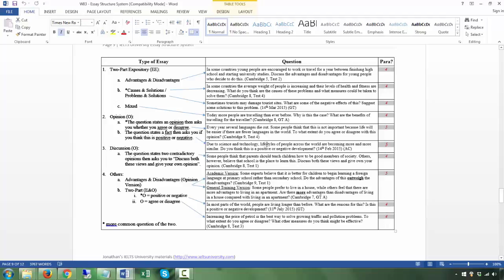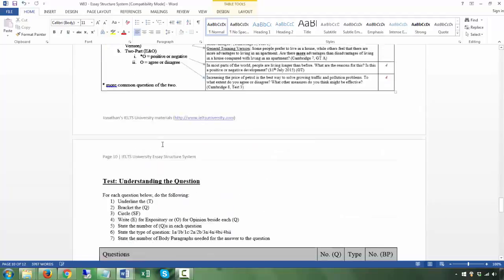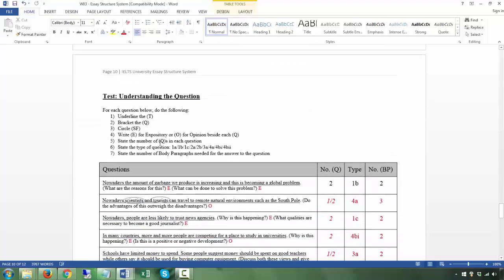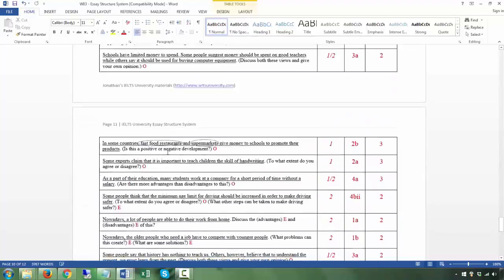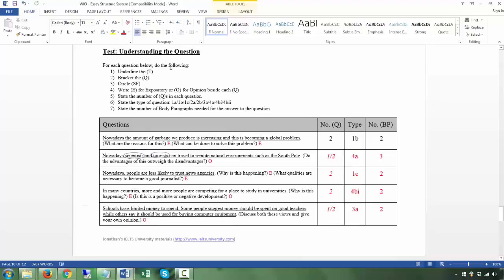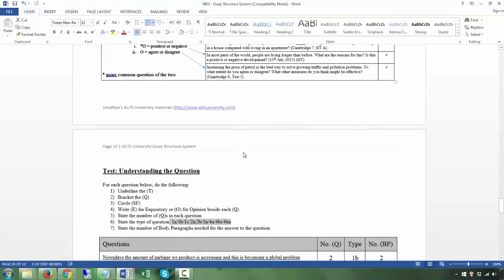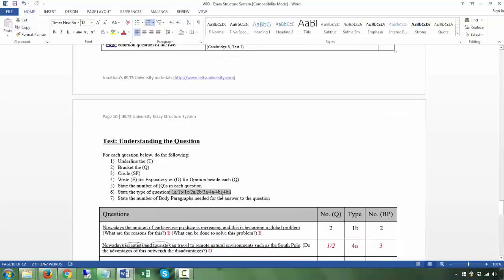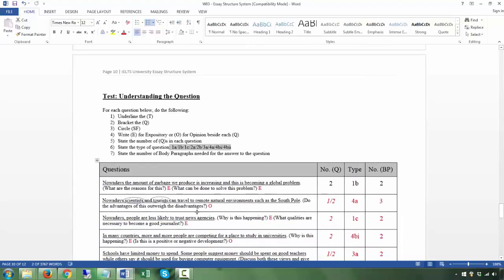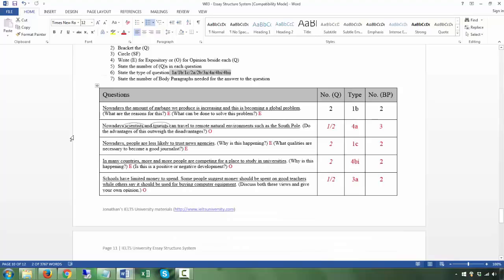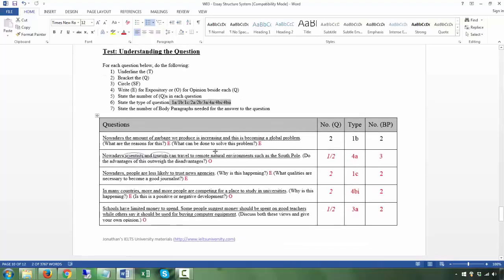All right, let me go to the last activity right now. This will consist of a number of essays, so what you have to do in addition to what we did before is to also mention the type of essay it is. So you're going to recognize what type of essay it is based on the categories here, and then you state the number of body paragraphs. So let's go to the first one's done for you. Let's go to the second one.